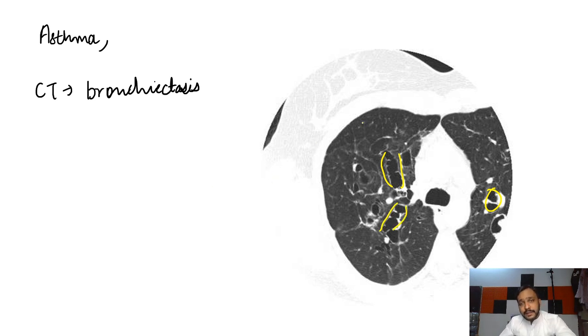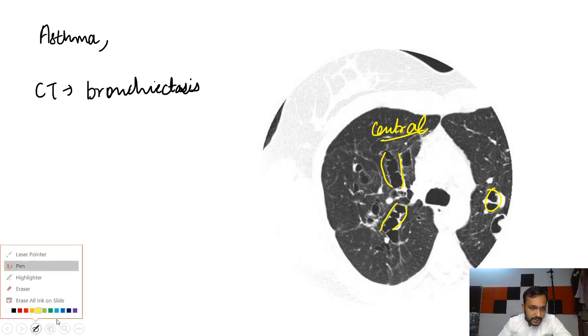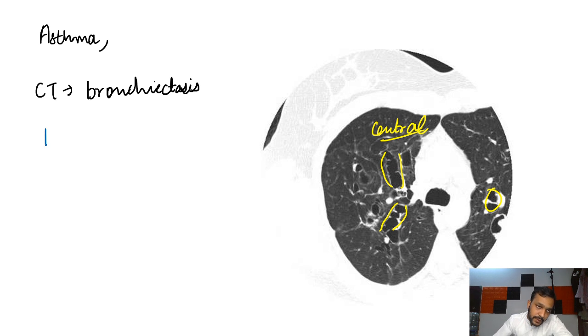It is central in location. This bronchiectasis is central in location. So guys, this was a classical case of allergic bronchopulmonary aspergillosis.